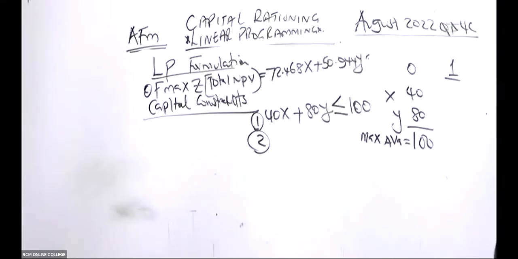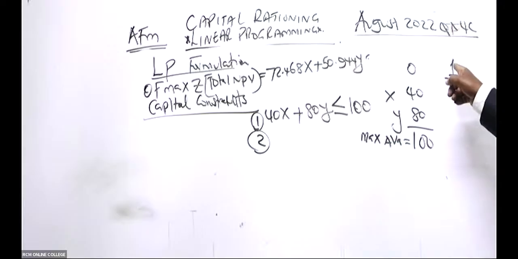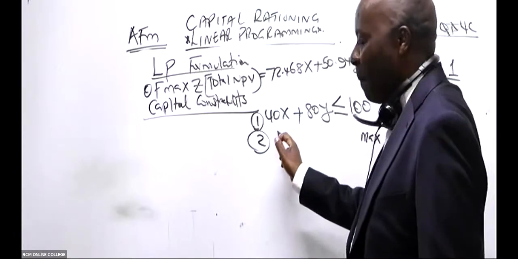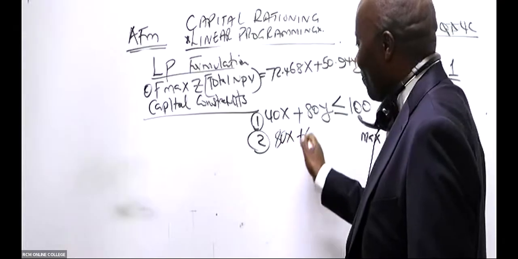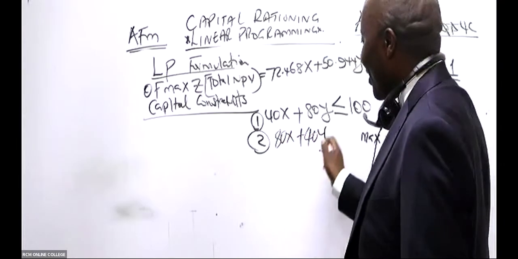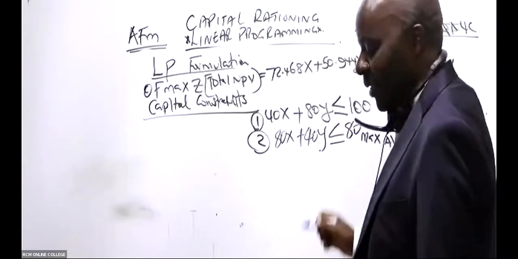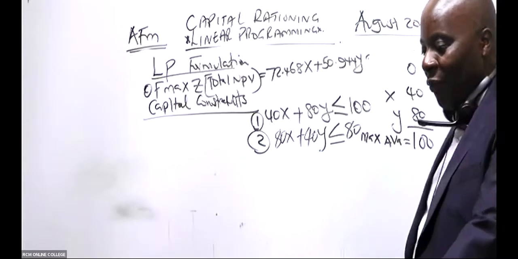Let me see whether there is any single ninja who can give us constraint number 2 coming from the restriction in year 1. Do you have the equation already? 80X plus 40Y is less or equal to what here? 80. I can see the online students are really following.